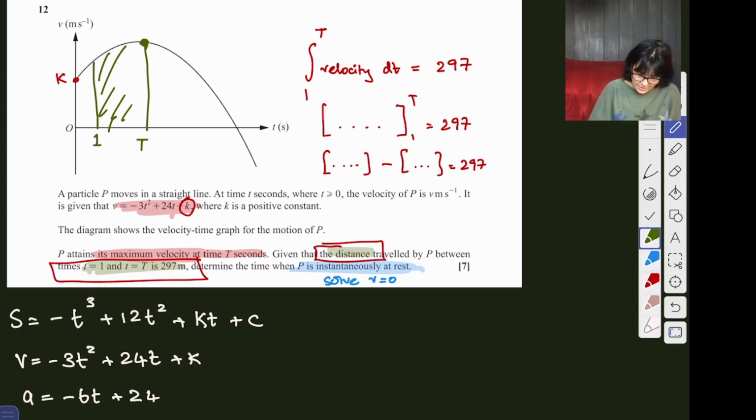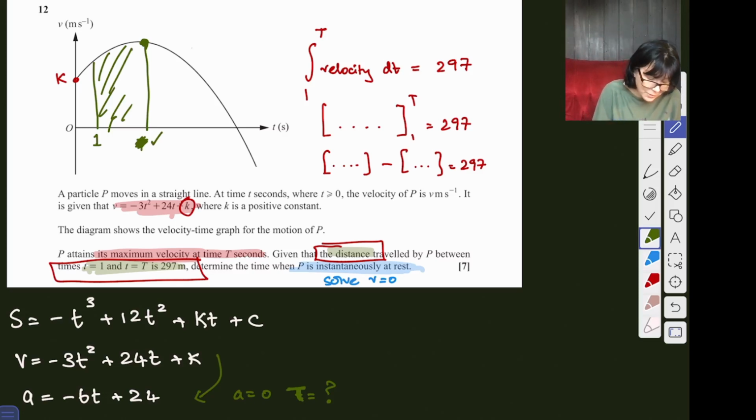Now luckily when I differentiate the velocity to get the acceleration, that problem k disappears, which means I do know the actual equation for acceleration. So I can sub in a equals 0 and then find out what capital T is. Hooray! Now that I know what capital T is, now I can solve the problem.